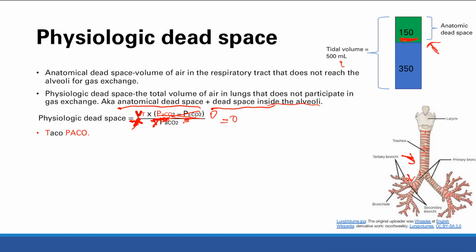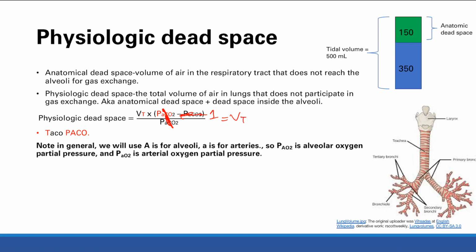If you consider the other case, in which there was 0 expired CO2, what would happen? If you had 0 expired CO2, then you basically knock this out. This becomes 1. So physiological dead space equals tidal volume. That means all of the air you breathe in, nothing was involved in gas exchange. And that makes sense, because then obviously none of the CO2 in the arteries were able to make it out into the alveoli and thus into the expired air. In that case, your physiological dead space is all the air that you breathe in. That's the tidal volume. So, otherwise, just remember Taco PaCO. Honestly, it's easy.